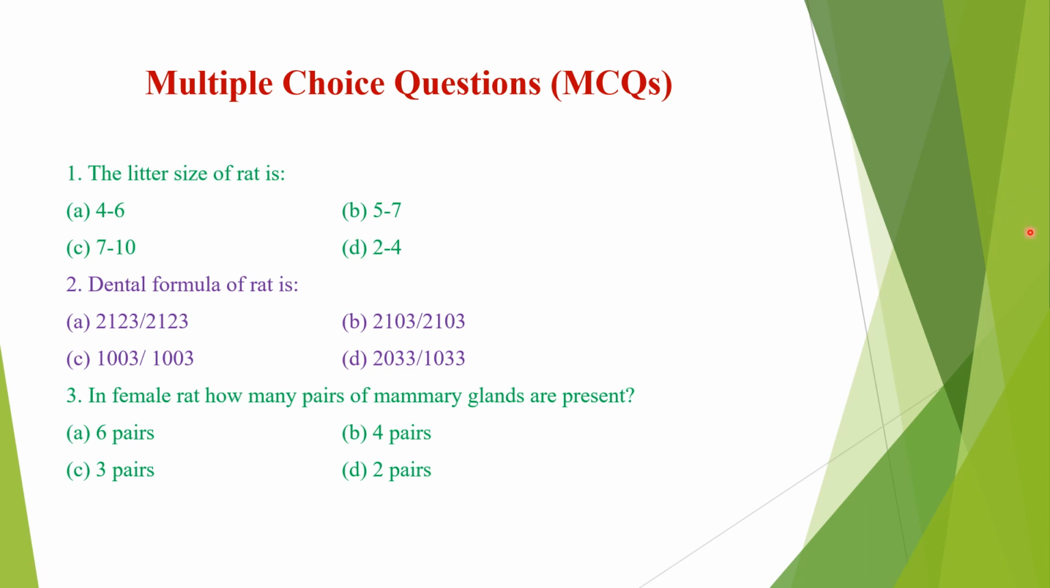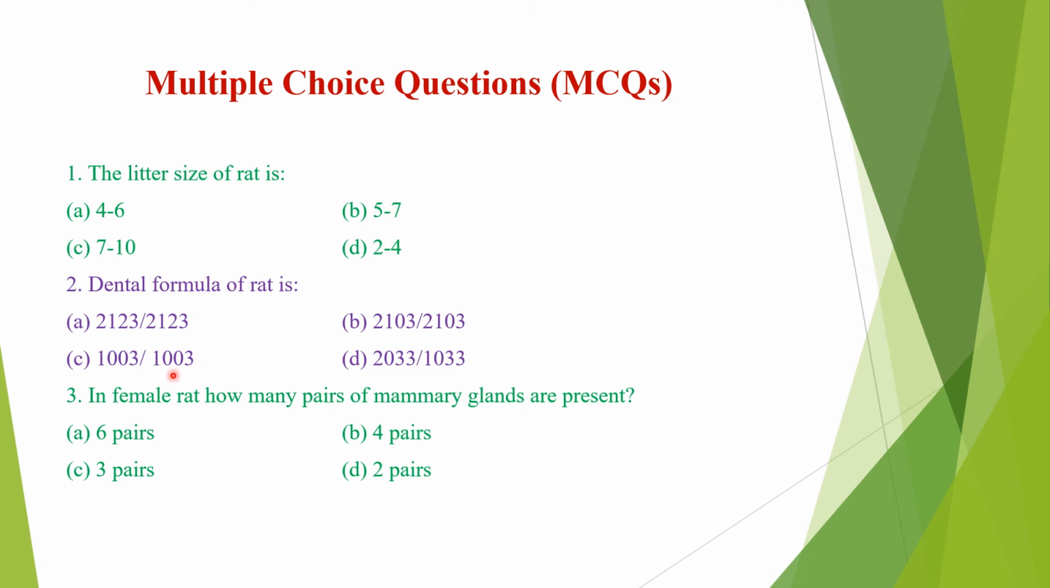लिटर साइज मतलब कि रैट एक टाइम में कितने यंग वंस प्रोड्यूस कर सकता है, तो एक टाइम में इट कैन रिप्रोड्यूस 5 to 7 young ones. Next question is, what is the dental formula of rat? So different formulas are given, but the right answer is C, 1003 divided by 1003.